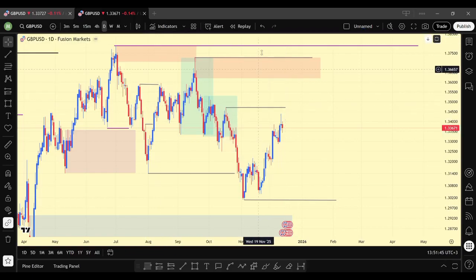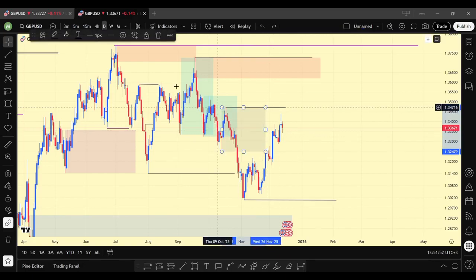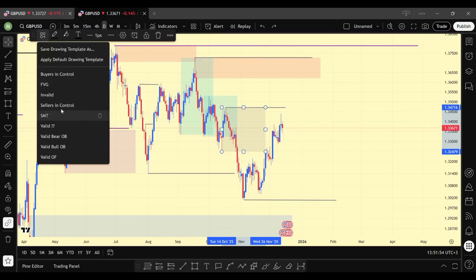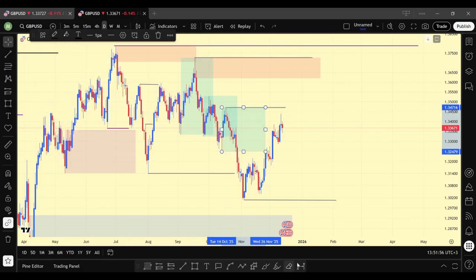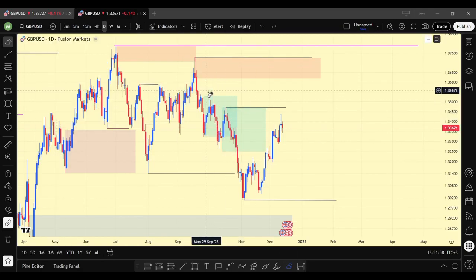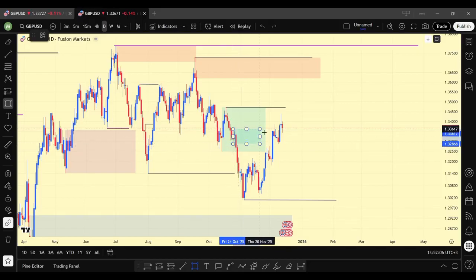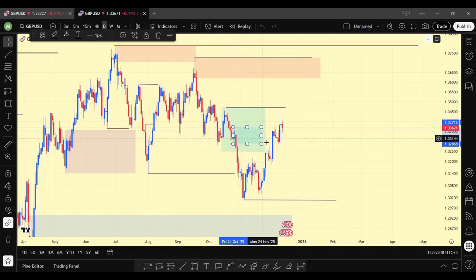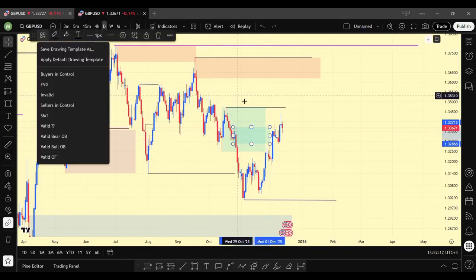So this here, let me just change the color. I will not be using this color, I'll be using the invalid one, and I'll be deleting these ones. I'm not deleting that, I'm deleting those. And right now I can see that this one here is the decisional, which I will not be using as the decisional because it occurred before the inducement.